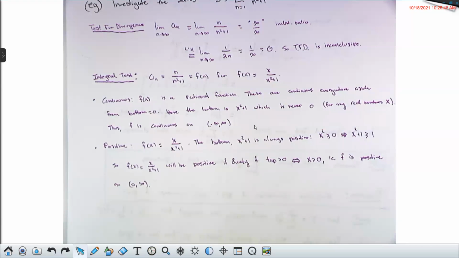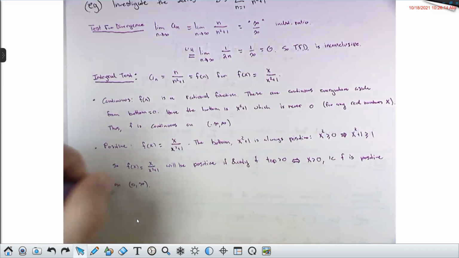If the top was x minus 1, then this function would be positive on the interval 1 to infinity. Either one of those would suffice for us, right? We want to see that this function is positive eventually. And what we learn is that it's positive for all x's bigger than 0, which is definitely good enough for us. That is eventually. That's more than we need.